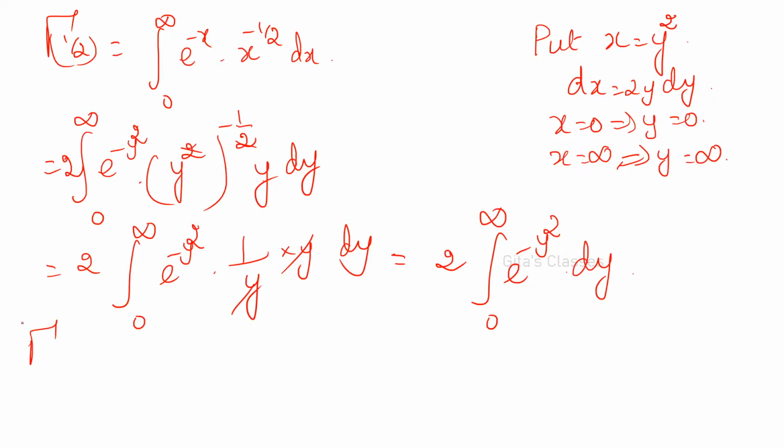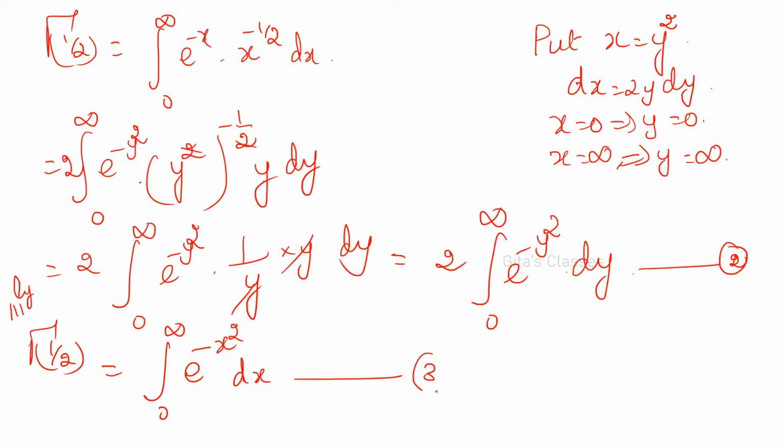So the same gamma of 1 by 2 can be written as, similarly, I can write, as I already told you, this is a dummy variable, so I can write in terms of x also. Similarly, integral 0 to infinity, let us take this as equation number 2, e power minus x squared into dx. Let this be equation number 3.